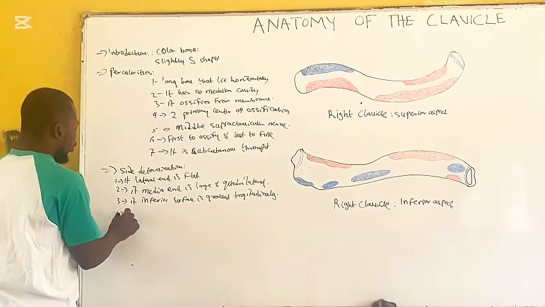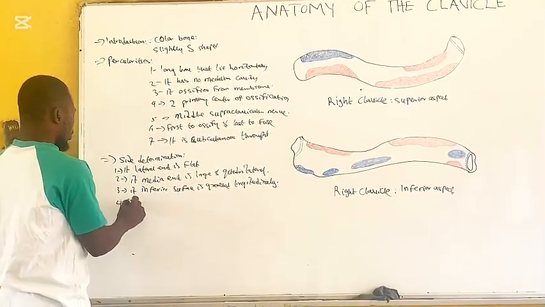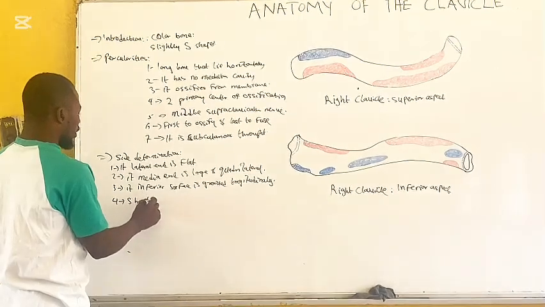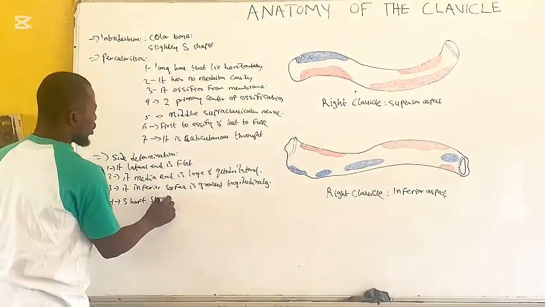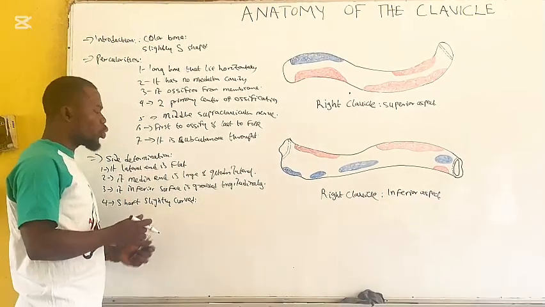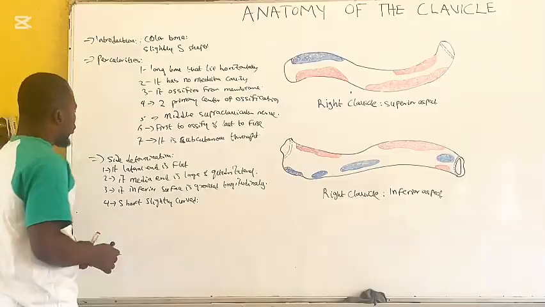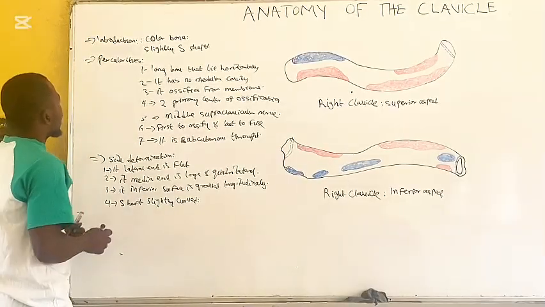Another side determination is that its shaft is slightly curved, so that the medial two-thirds is convex and its lateral one-third is concave. So this is the side determination of the clavicle.